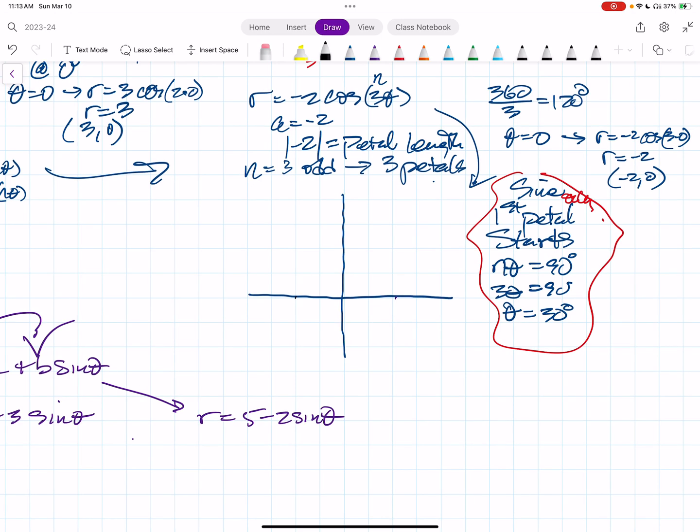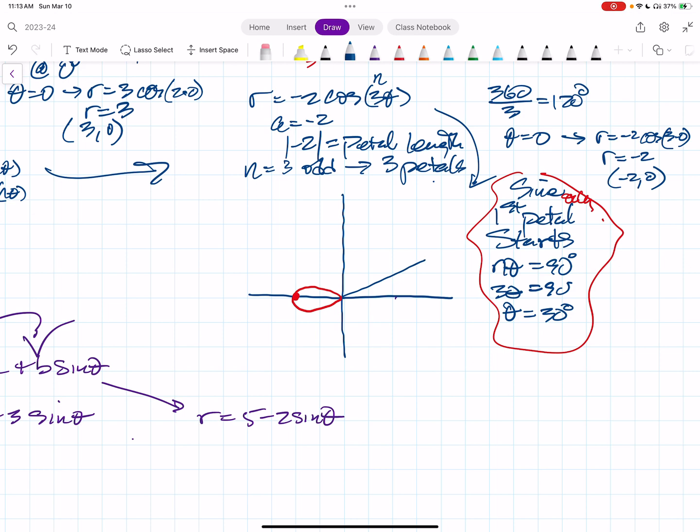So I'm going to go left 2 units. So we've got to plot negative 2 comma 0, which is here. Not to the right 2 units, but to the left 2 units, because you have to reflect that across the origin. And then your first petal starts here. Then you go out 2 units, and you spread them out by 120 degrees apart. So here, and then 120 degrees this way.